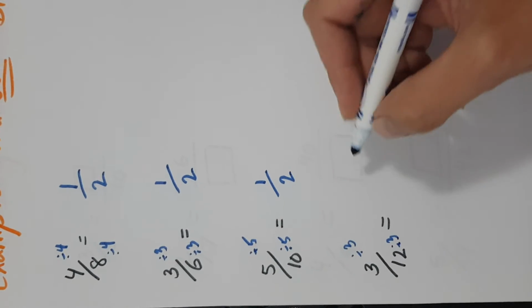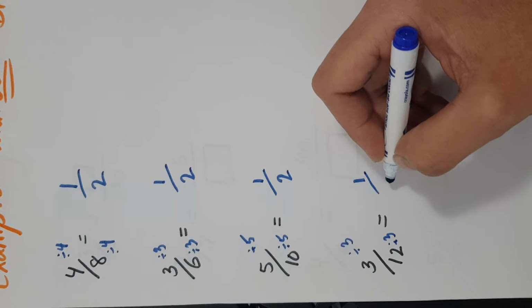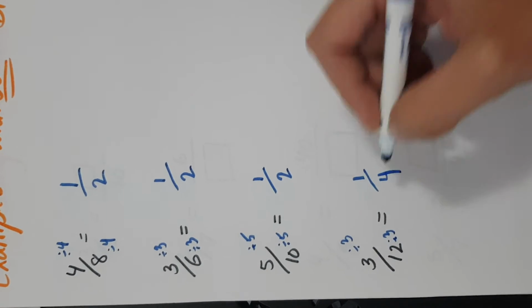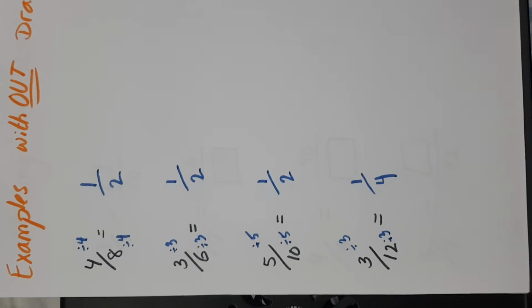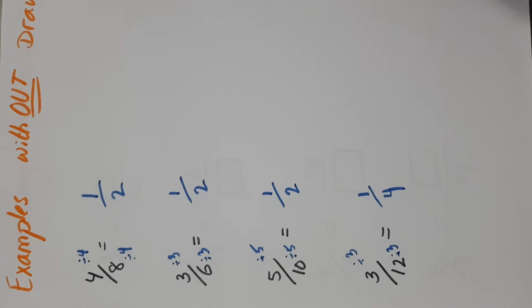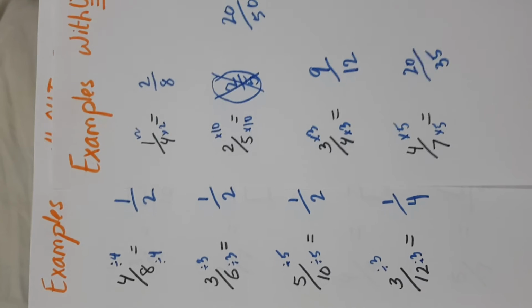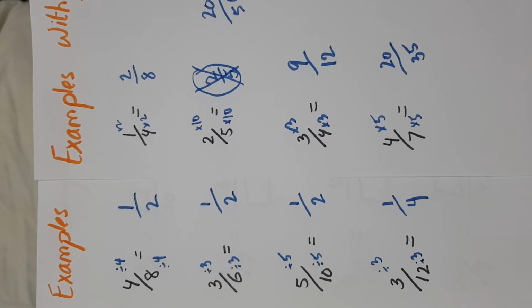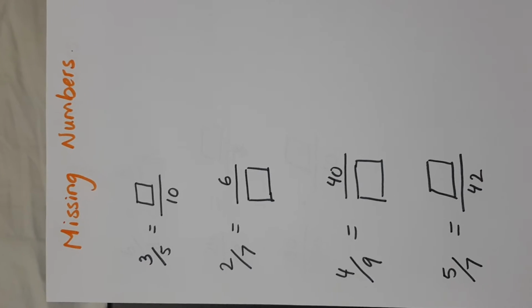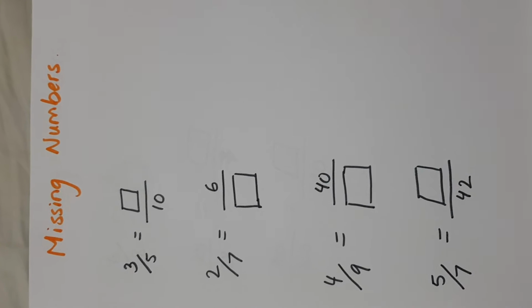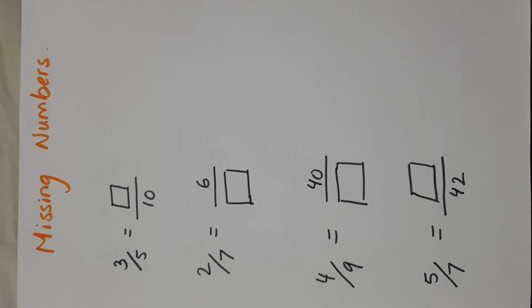So 3 divided by 3 is a 1, and 12 divided by 3 is a 4. So here, this is how to find equivalent fractions as well using division. So we can do that either by using multiplication or by using division. Let's move to the last part of our lesson, which is finding missing numbers.